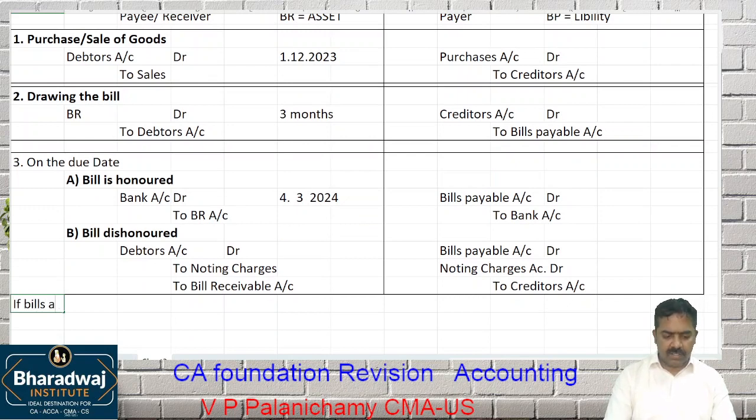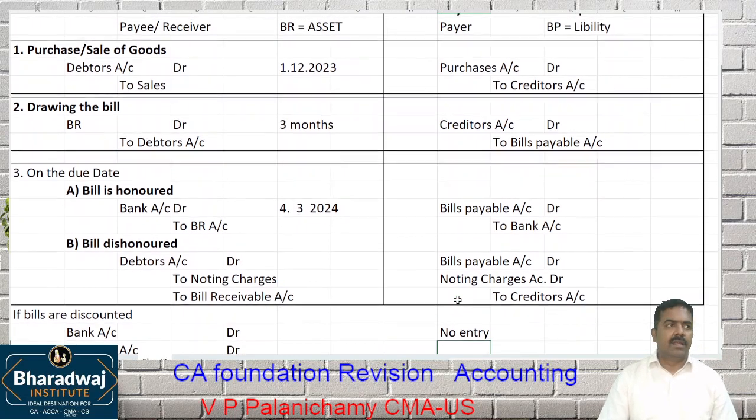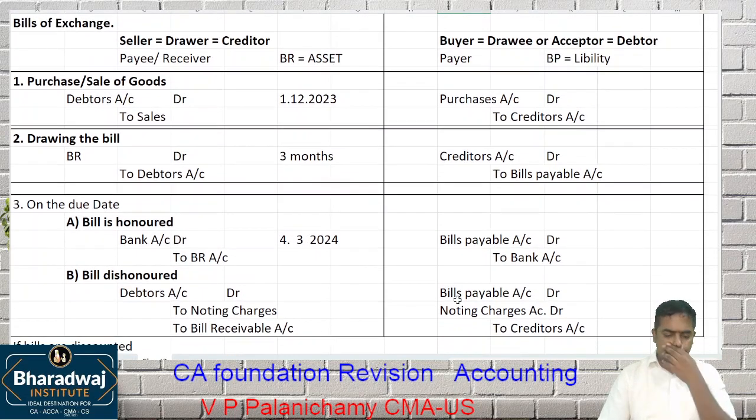If bills are discounted, the bank gets the bill, debit the receiver, or debit the bank account, and the bank will charge which one? Discounting charges. To which account? Bills receivable account. Second party will not pass any entry because it's a transaction happening in the books of which one? Drawer. So if you have attended the regular class, no issues, you can take it up. Otherwise, if you have missed the class or missed the notes, please take it up.